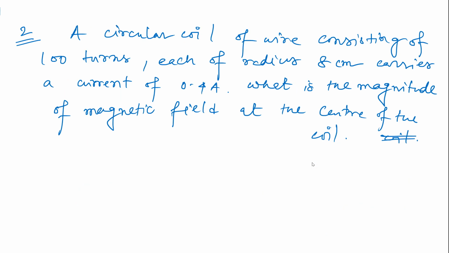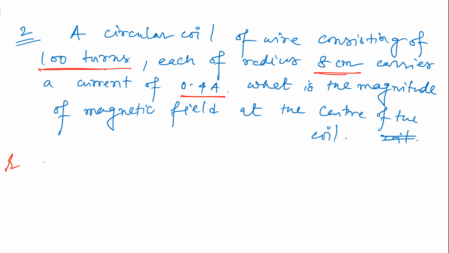Now, let me help you out in this question. There is a circular coil of wire consisting of 100 turns, right? So the number of turns you know, each of radius 8 centimeters. In this case, 8 centimeters should be converted to meter. It is carrying a current of 0.4 ampere. What is the magnitude of magnetic field at the center of the coil?